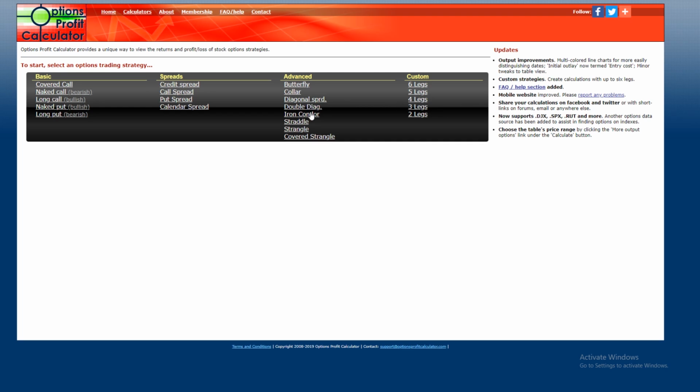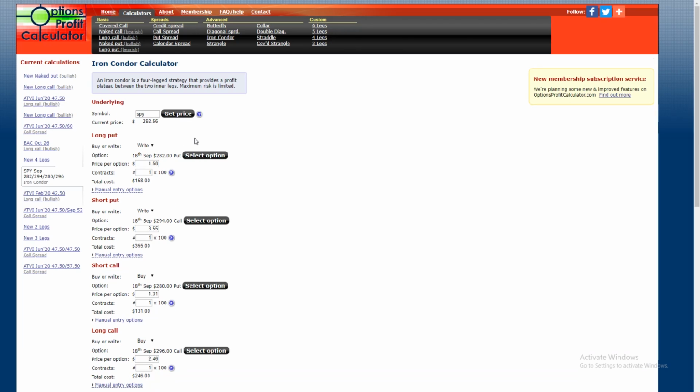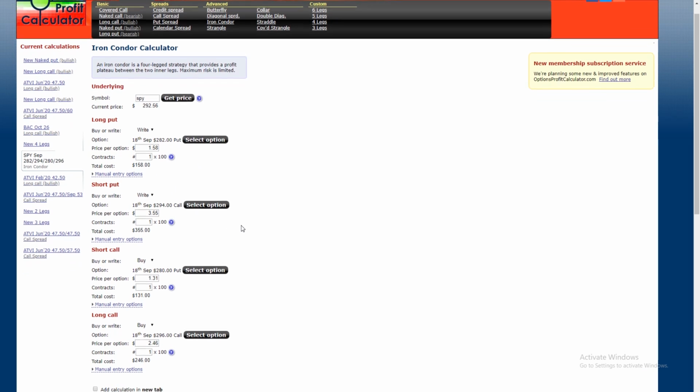So we can either do 4 legs or iron condor on optionsprofitcalculator.com. Link is in the description. We're going to do 4 legs or iron condor. They're the same thing. An iron condor has 4 options contracts in it. So we're going to click iron condor. We're going to trade it under SPY. Now, I've already kind of put it together here.